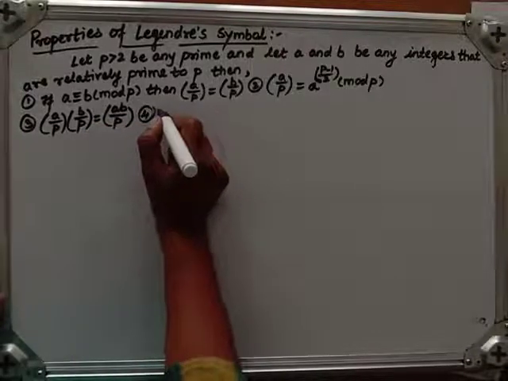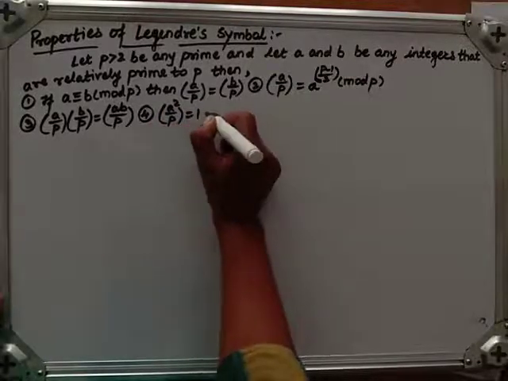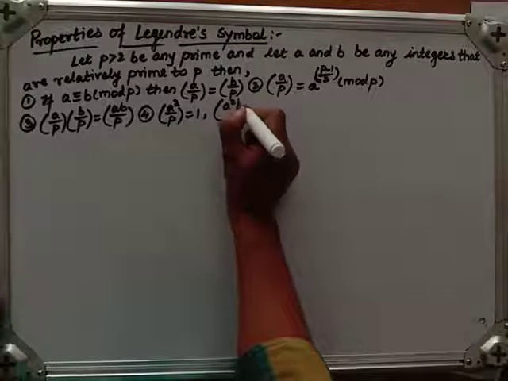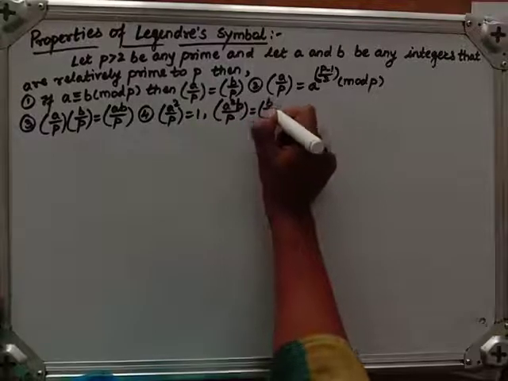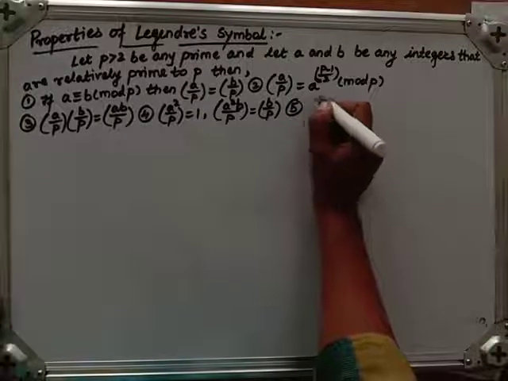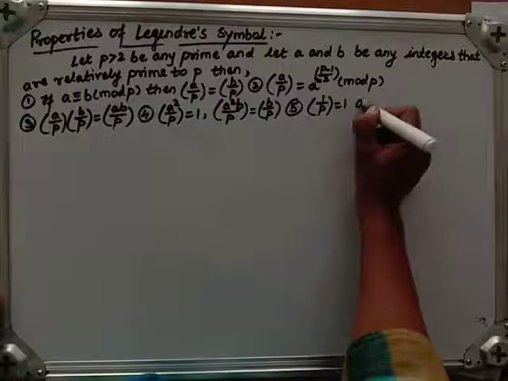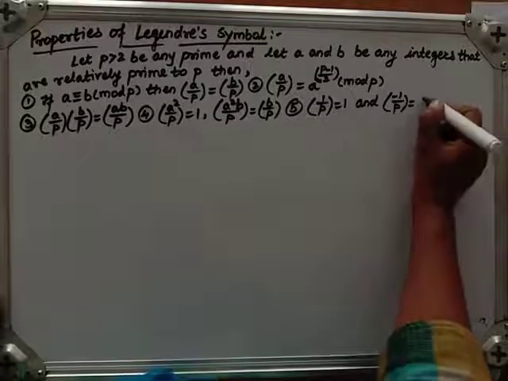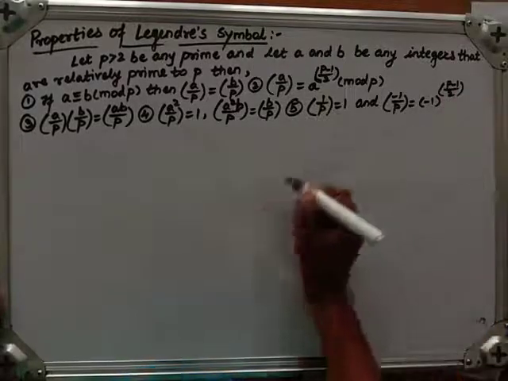Fourth one, Legendre's symbol of a square by p is equal to 1. Then Legendre's symbol of a square b by p is what? Legendre's symbol of b by p. Fifth, Legendre's symbol of 1 by p is equal to 1 and Legendre's symbol of minus 1 by p is equal to minus 1 raised to (p minus 1) by 2.